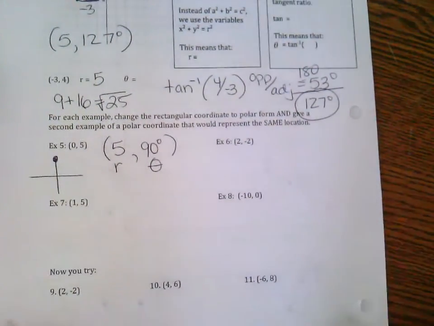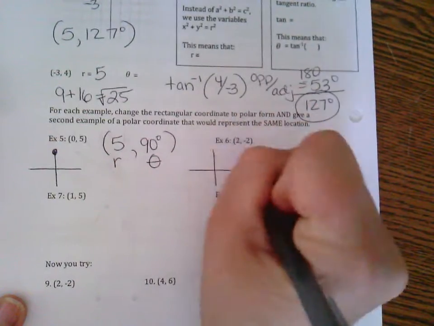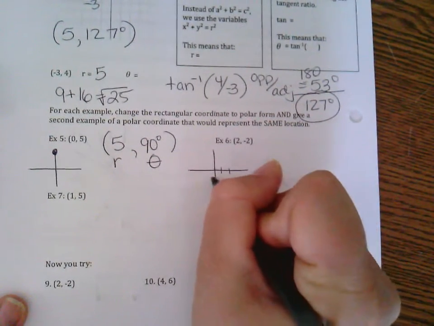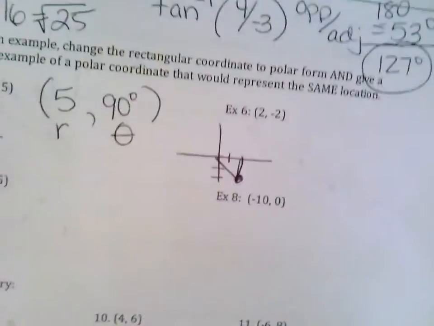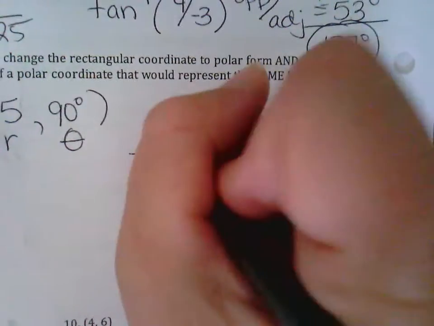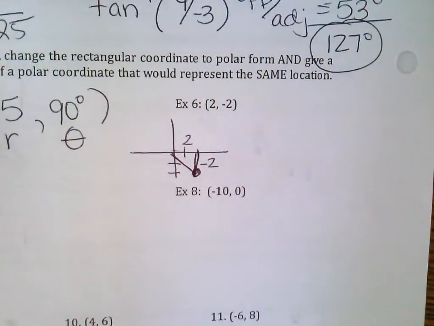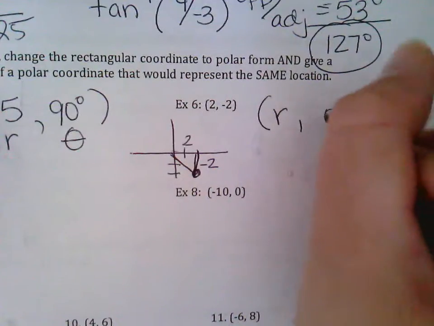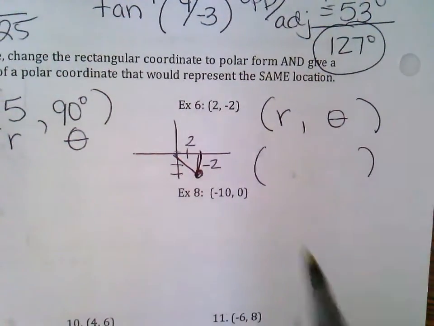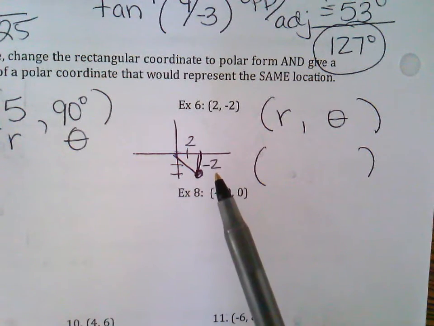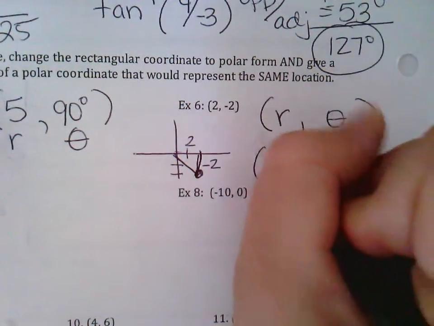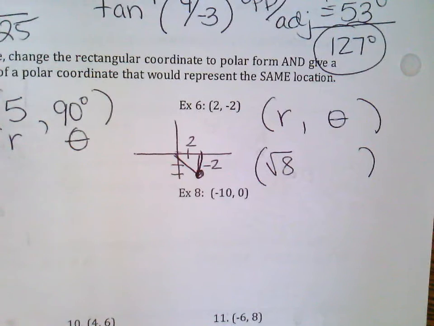All right, example 6. What if I'm at +2 on the x-axis and -2 on the y-axis? So I'm down here. So you've got to think about your triangle. The first thing is to find your r value. You're going to do the Pythagorean theorem. 2 squared is 4. Another 2 squared is 4. So it's the square root of 8. Does anyone remember how to reduce the square root of 8 from your trig course?